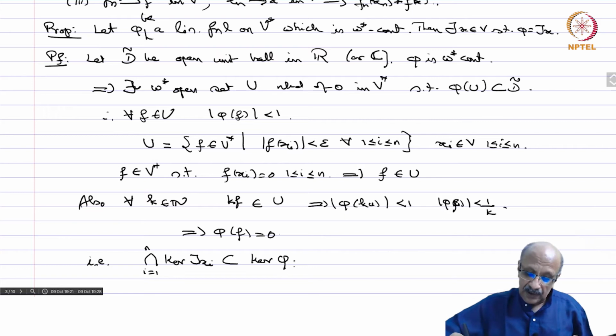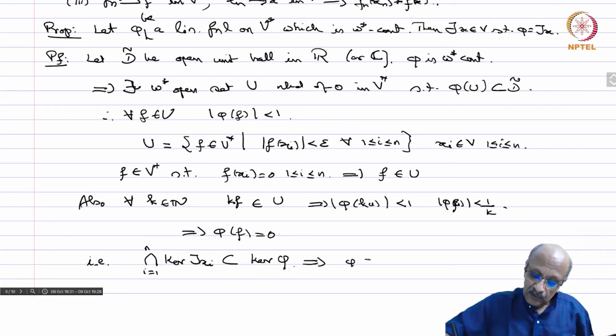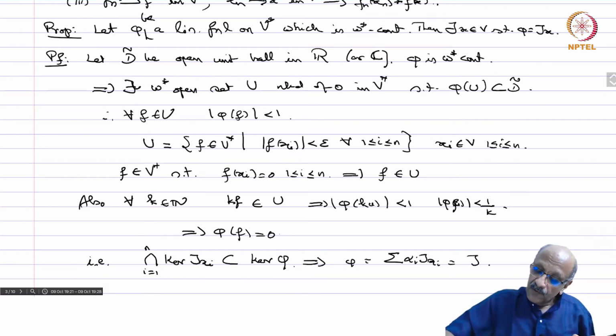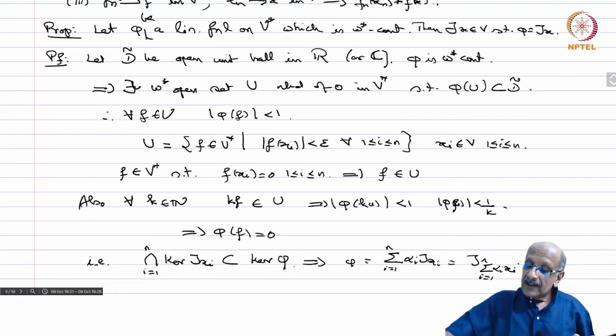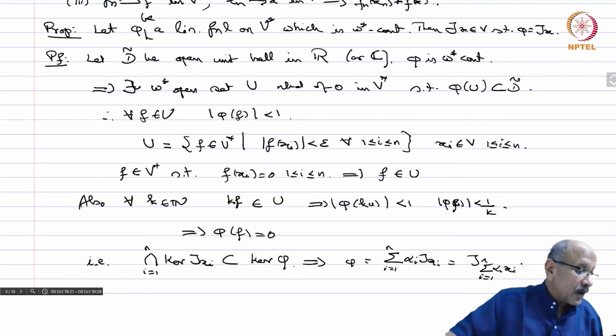And if you remember, we have done this exercise already in the Hahn-Banach theorem chapter. This implies that phi equals sigma alpha_i J x_i, which is equal to J of sigma alpha_i x_i, i equals 1 to n. And that's exactly what we claim. So the point x is sigma alpha_i x_i, and that proves this proposition.